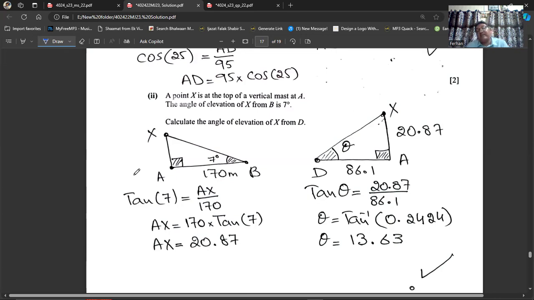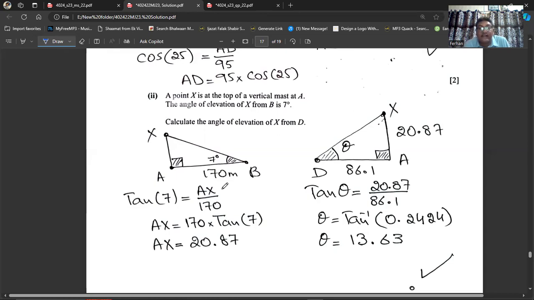So tan 7 equals AX divided by 170. We have applied that rule. So AX equals 170 multiplied by tan 7, that's 20.87. So the AX value, the height of that mast, is 20.87. Then you look at the same mast from point D, and the angle of elevation is the question. The distance between A and D is 86.1, and the height is 20.87.